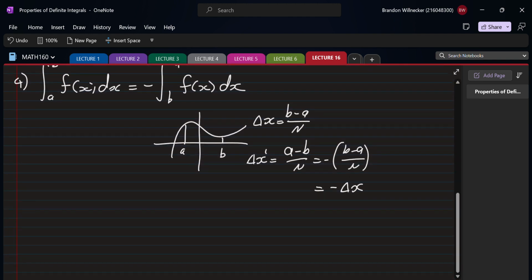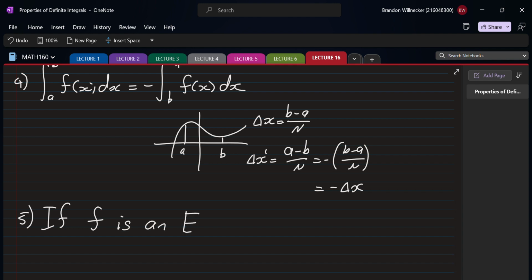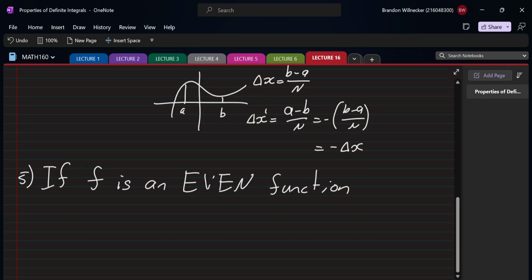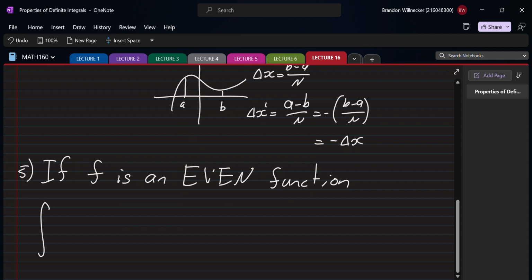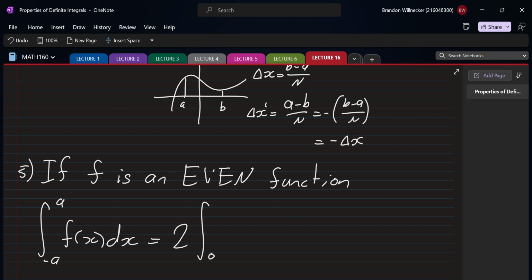Okay, next one, number 5. If f is an even function, okay, is anybody not familiar with even functions and odd functions? Okay, so if f is an even function, then the integral from minus a to a, f of x dx, is equal to twice the integral from 0 to a, f of x dx.